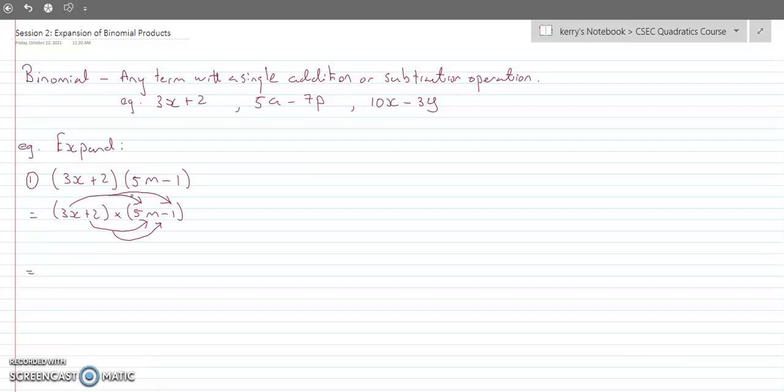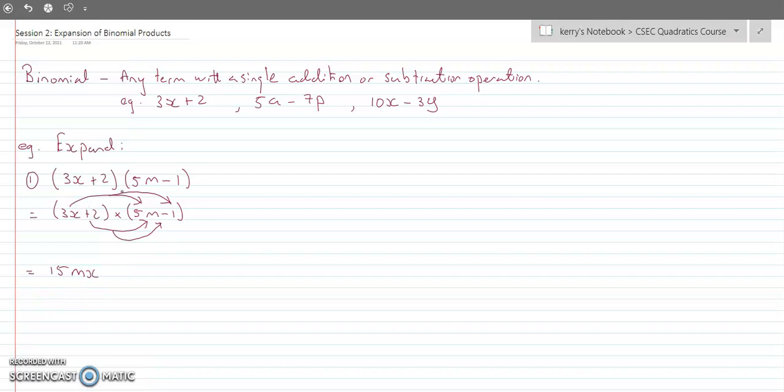So first term by first term, 3 by 5 is 15. And x by m is xm, or you could put mx. It really doesn't matter, but in maths, we tend to do it alphabetically. The reason we can switch it around is because multiplication is commutative. If you need more clarification on that, feel free to pause the video and put a comment and say, sir, can you explain what you mean by multiplication is commutative? That's fine. But 3 by 5 is 15, x by m is mx or xm.